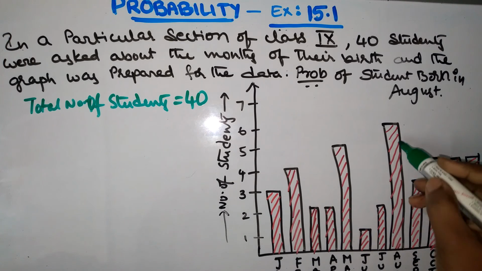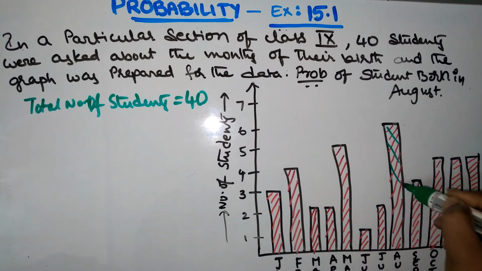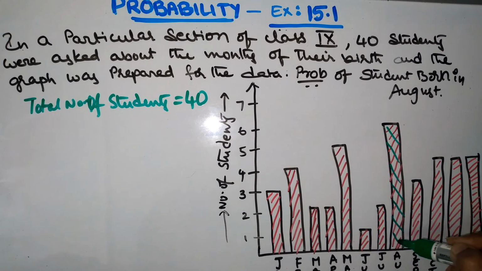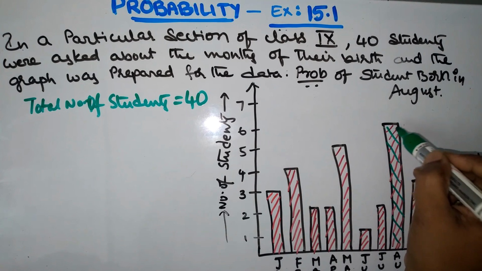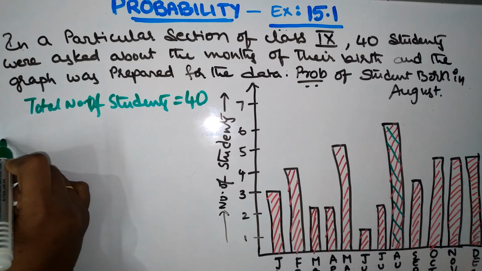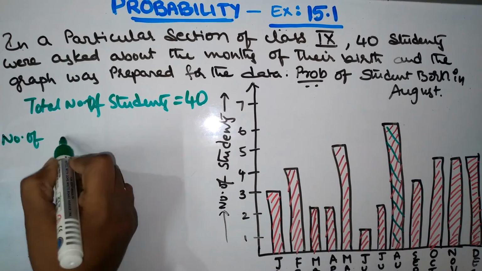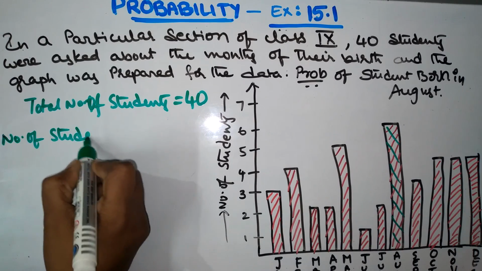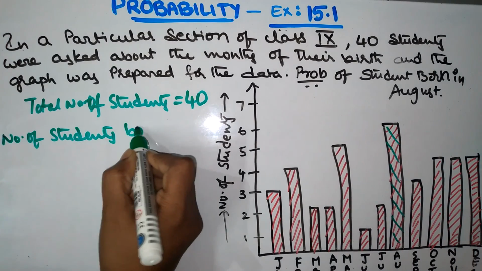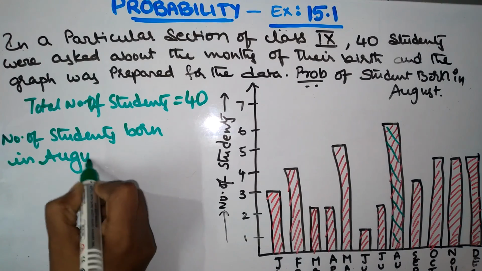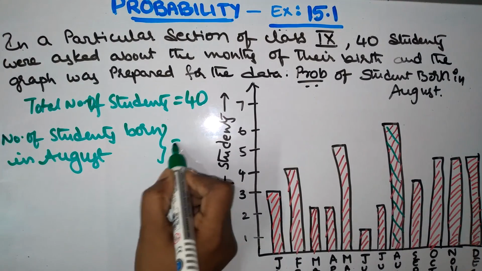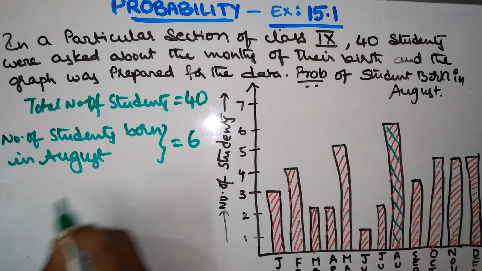So let us see the graph. Where is August? Here it is. So this part. In August, how many students were born? 6 students were born. So write down, number of students born in August is equals to 6.